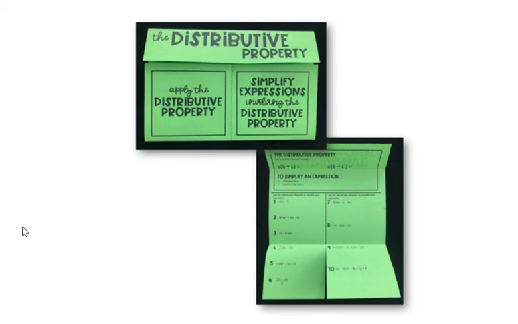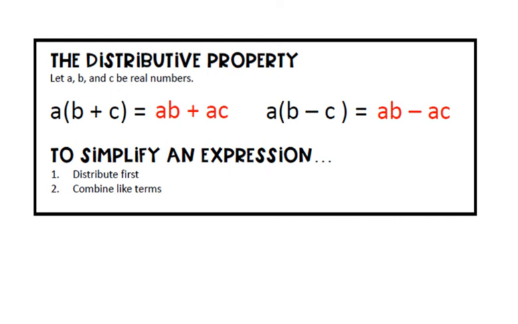Today we will be using the distributive property, and we will simplify expressions by combining like terms. The distributive property: let A, B, and C be real numbers. A times a quantity, B plus C, is equal to A times B plus A times C. A times a quantity, B minus C, is equal to A times B minus A times C. To simplify an expression, we distribute first and then combine like terms.